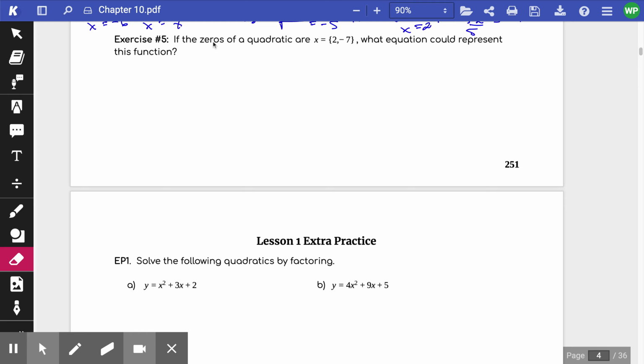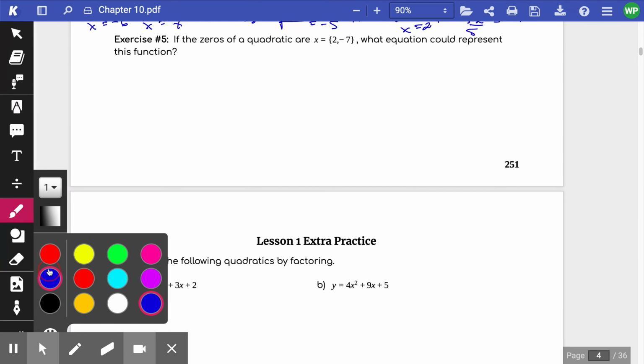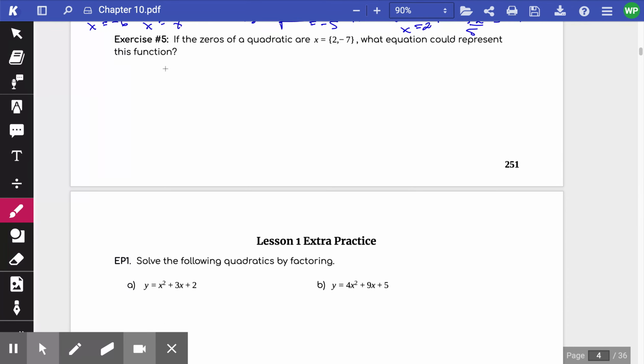And finally, in exercise number 5, we have: if the zeros of a quadratic are x equals 2 and negative 7, what equation could represent this function? So this one we're going to actually work backwards a little, because we know that the zeros are 2. So we know that one zero is x equals 2, and we know that the other zero is x equals negative 7.